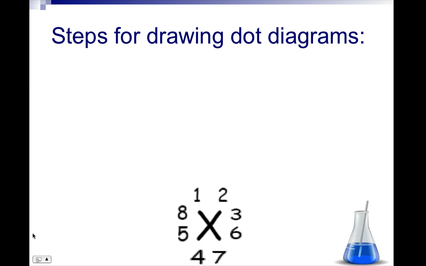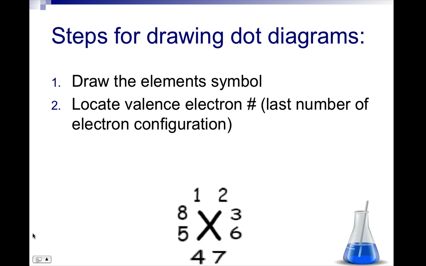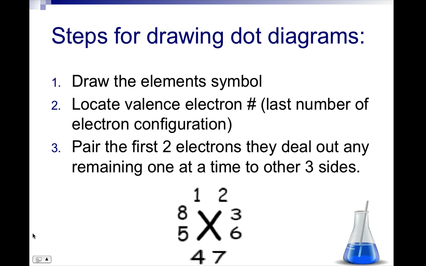So these are the steps for drawing the electron dot configurations. First, you will draw the element symbol. You will locate the valence electrons number, which is the last number of the electron configuration. Pair the first two electrons, then deal out any remaining ones one at a time to the other three sides. In other words, we typically go 1, 2, 3, 4, then we start pairing 5, 6, 7, 8.